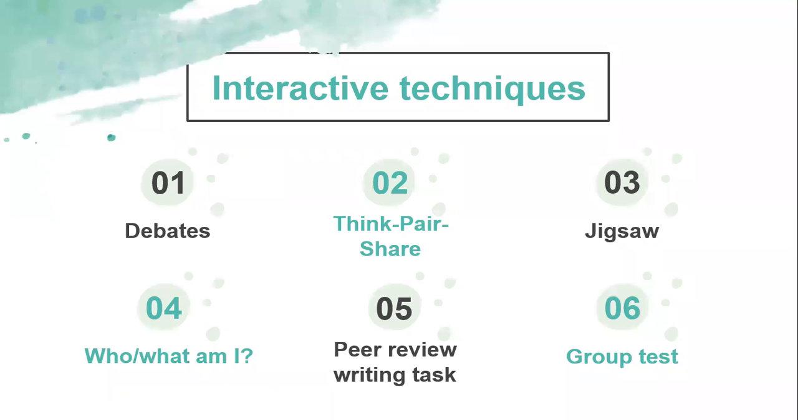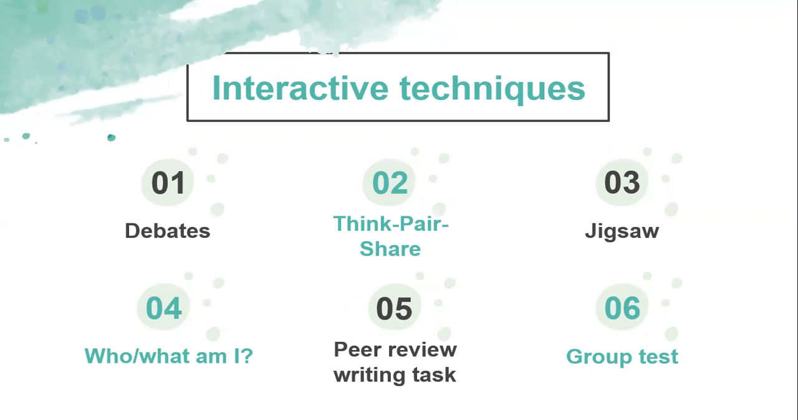Next technique is also very common. Think pair share. So students share and compare possible answers to a question with a partner before addressing the larger class. Next one, this is jigsaw. Learners, for example, learners in three groups hear different versions of an encounter with aliens. Together with other learners, they complete comprehension questions based on all three descriptions of the encounter.